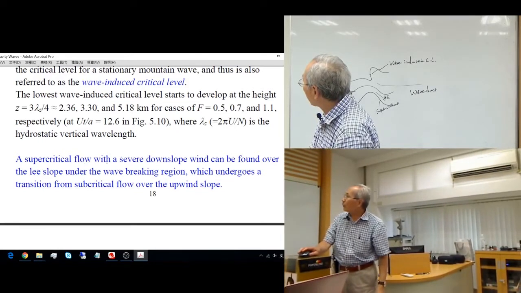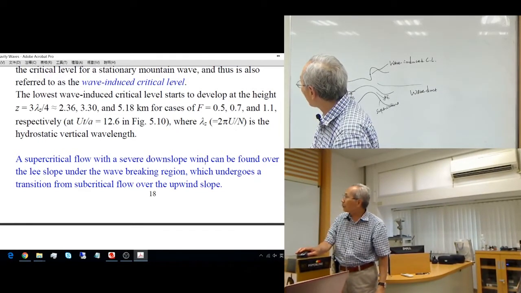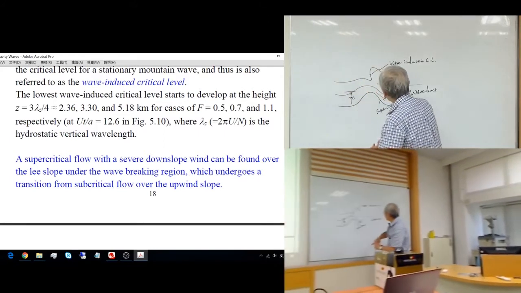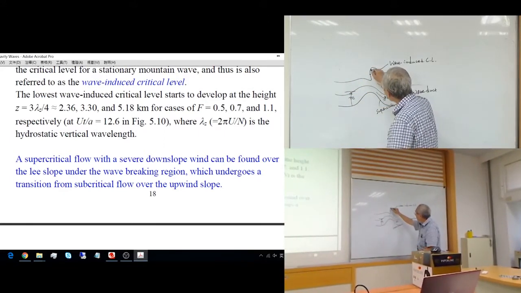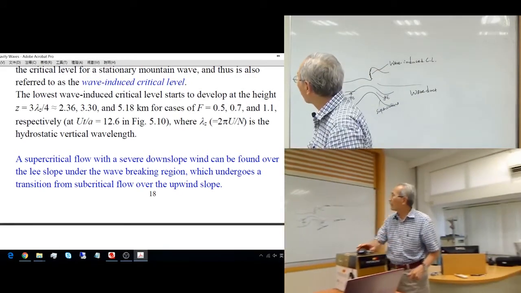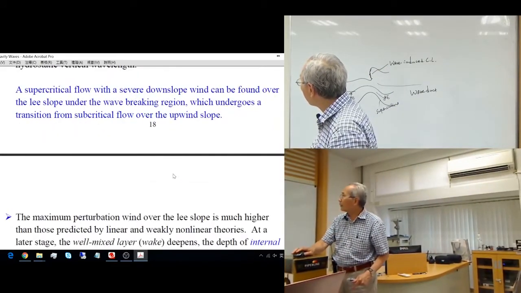A supercritical flow with a severe downslope wind can be found over the lee slope under the wave breaking region. Under here, this wave breaking here. So you have the wave breaking region here over the upslope.